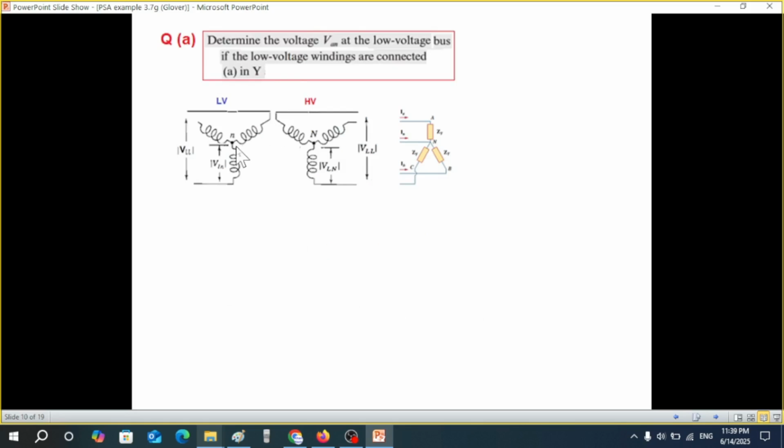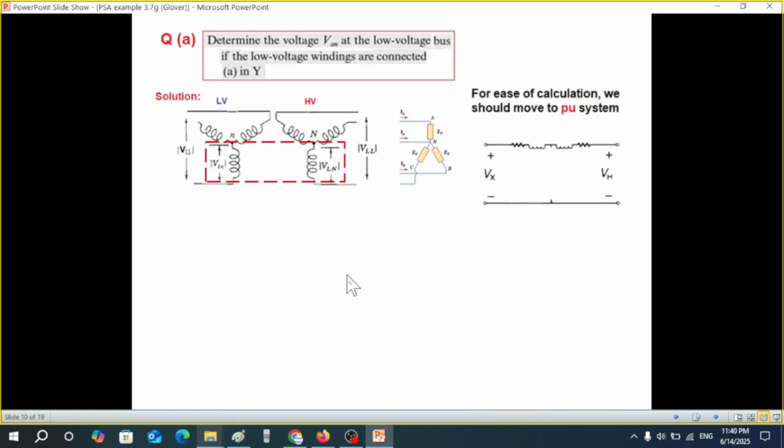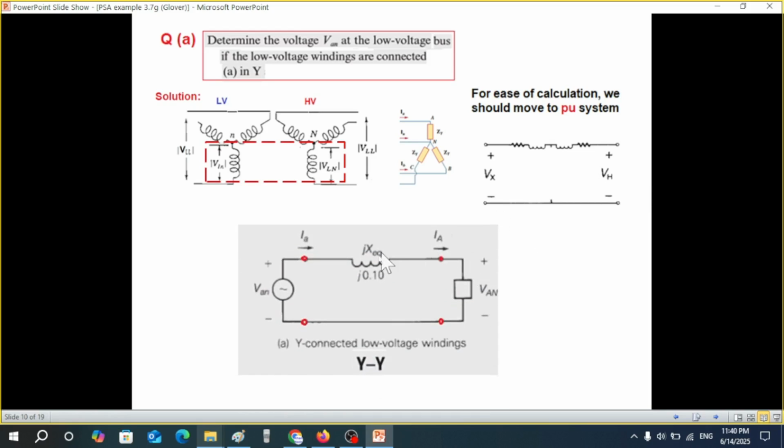So the first part, both Y and the load. What we'll do, we'll just select one phase. So this will be our circuit, the PU circuit. And in the book, he has used this circuit. So this was the part, the 0.10 is the impedance. And then we connect the load and we connect the source VAN. So this is our YY configuration.